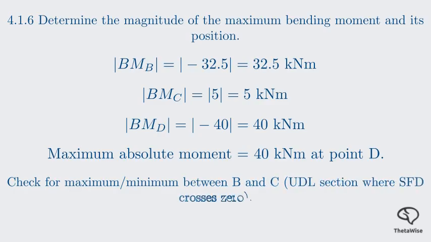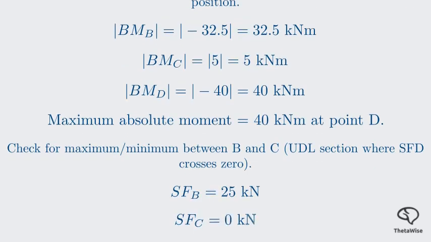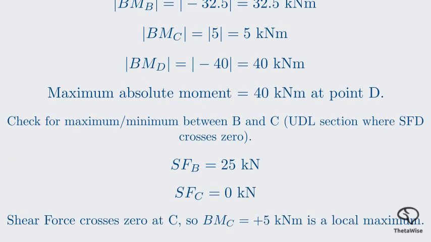We must look at the point where the shear force is 0. From our shear force diagram, we know that the shear force at point B was positive 25, and it decreased linearly, crossing 0 at point C. So the shear force is 0 at x equals 6 meters from the left, which is point C. Since our calculation for BM at C gave 5 kilonewton meters, this is a local maximum. Comparing 5 kN to our absolute maximum of 40 kN, it's not the overall maximum.